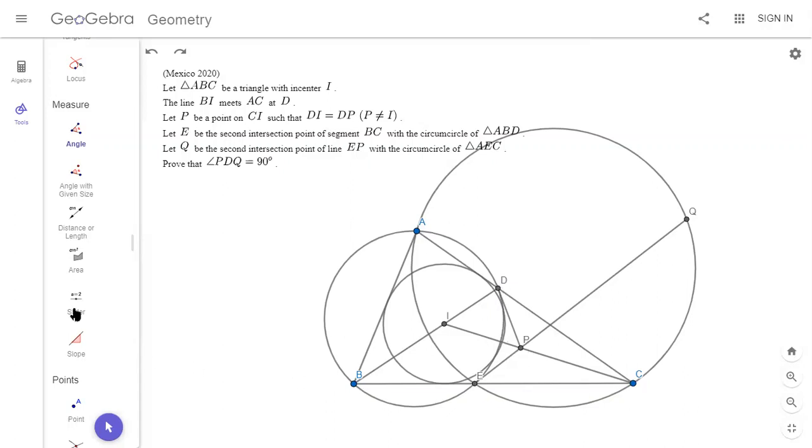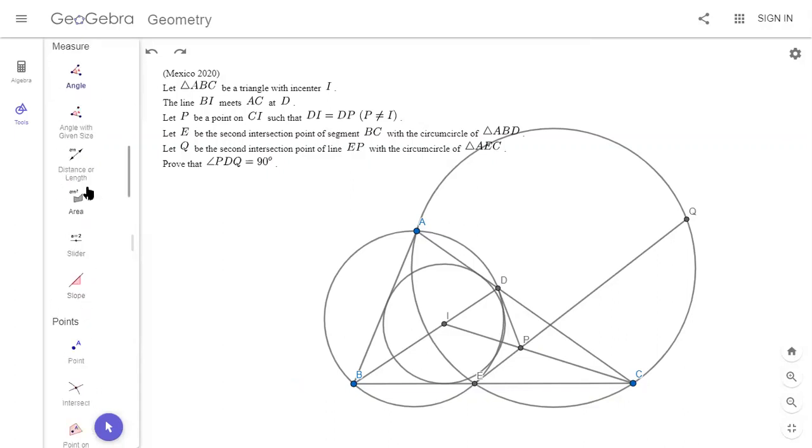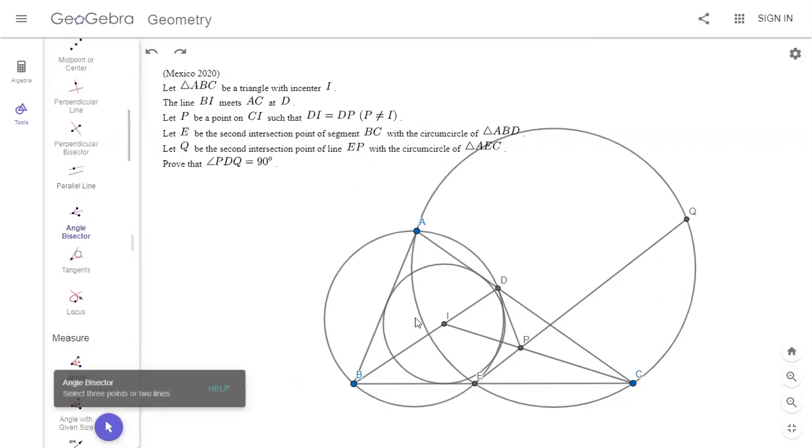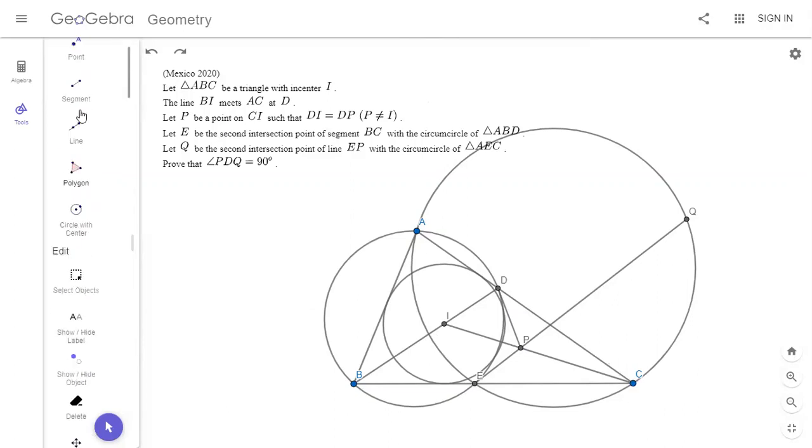I wonder if P is the incenter of EDC. It kind of looks like it, doesn't it? EQ equals AQ, I guess. EQ is equal to AQ. So yeah, P is like the incenter of EDC. I think that's an angle chase.